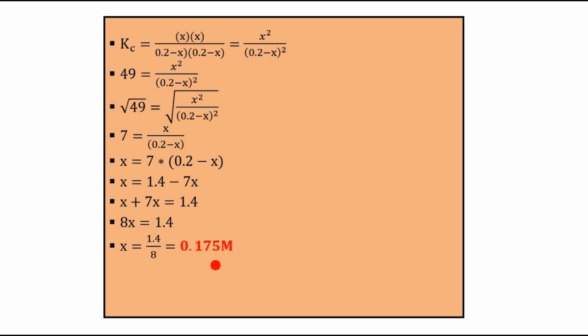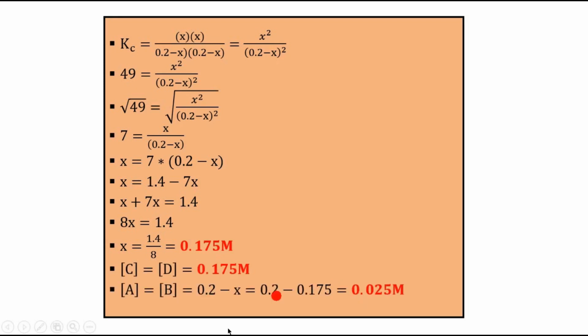After getting x, we know that x is equal to c is equal to d. Then what is a and b? Remember what is a and b in the table. We have seen that a is equal to b is equal to 0.2 minus x, which is equal to 0.2 minus 0.175. Then we get 0.025 M. That was for question 3. Let's move to question 4.